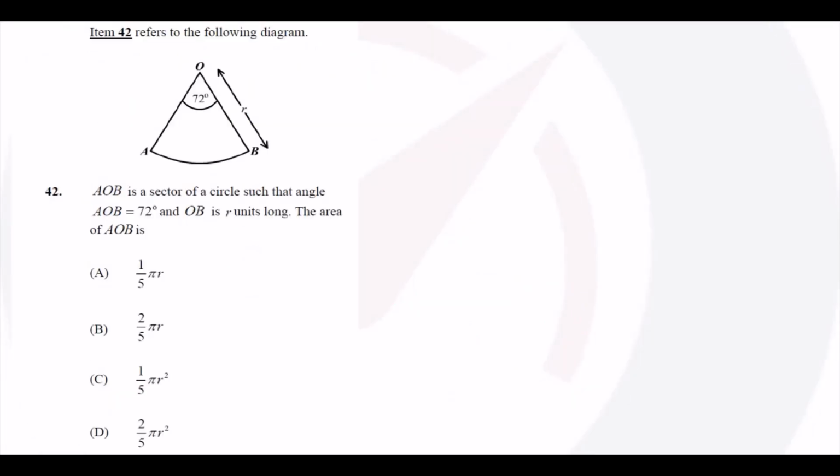Item 42 refers to the following diagram. So we see our sector here with our sector angle 72 degrees. AOB is a sector of a circle such that angle AOB is 72 degrees and OB is R units long. The area of the sector, so we know the area of a sector.